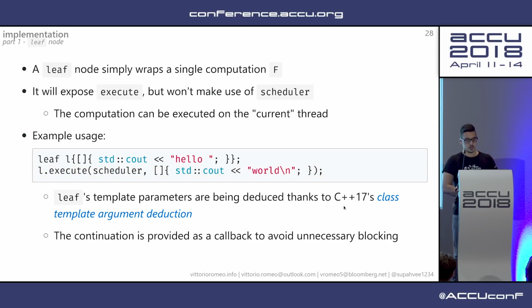And if you're not familiar with C++17's class template argument deduction, the reason we can say leaf L without providing an explicit template parameter is because in 17, the class template parameter of leaf can be deduced by what you pass to the constructor. So this is a lifesaver for this particular design because it prevents me from having to write a ton of helper make_leaf, make_all functions.